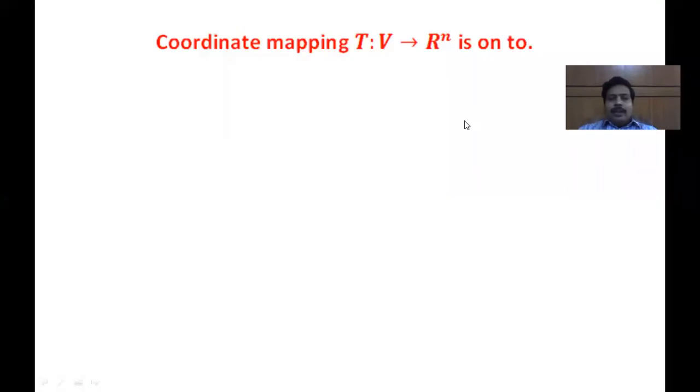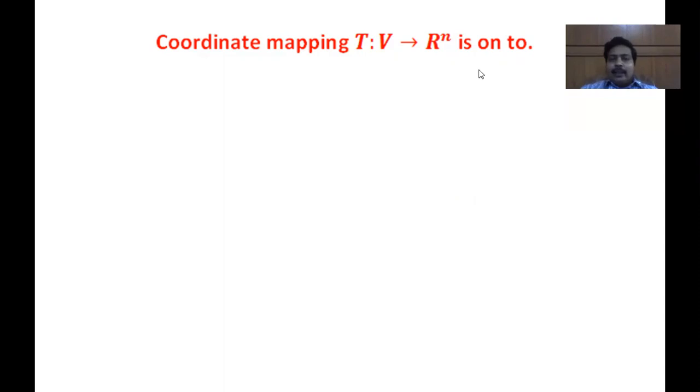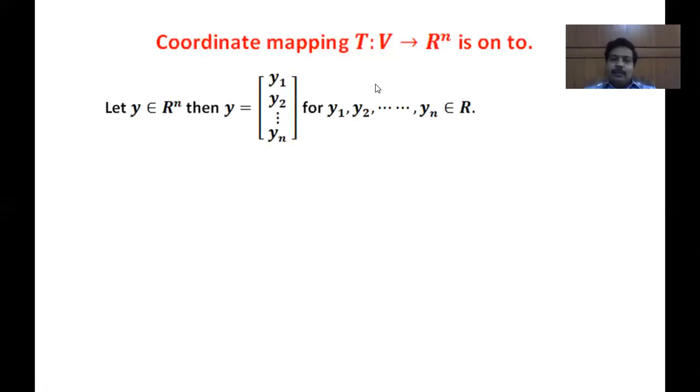Now let us prove that the coordinate mapping T from V to Rn is onto. To prove this, let us take an element in Rn and prove that some vector of V is associated with that vector of Rn under the mapping T. So let us take one element in Rn, let y belong to Rn. Any vector in Rn will be of the form of a column matrix. So y is equal to y1, y2 and so on yn, a column matrix where y1, y2 and so on yn are real numbers.